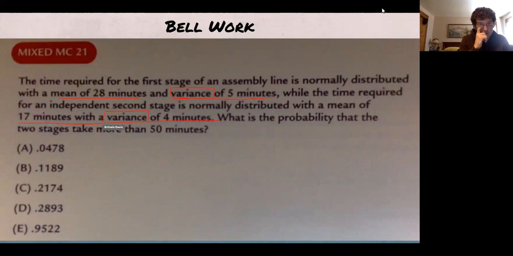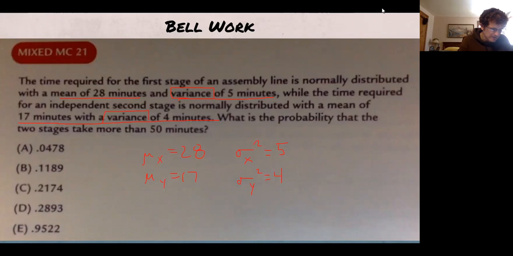So if I call the first one x, the mean of x is 28, and the variance of x is 5. The mean of y is 17, and the variance of y, actually, I'm reading this one correctly this time, though. If I get it wrong, you can tell me what I didn't read correctly. So now we got 4.